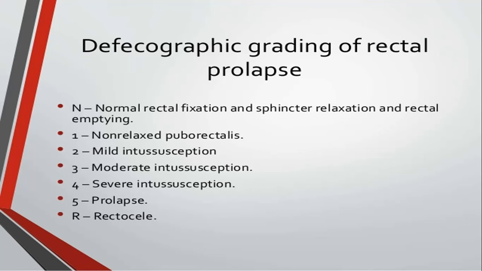But if the puborectalis is not relaxing, it's 1; if mild, it's 2; moderate is 3; and severe is 4; if the prolapse, it's 5; if a rectocele, it's R. When applying the contrast in the rectal area, you can take images at different times, and every time you can mark by yourself whether it's relaxing or not, whether it's intussuscepting or not, whether it's prolapsing or not.